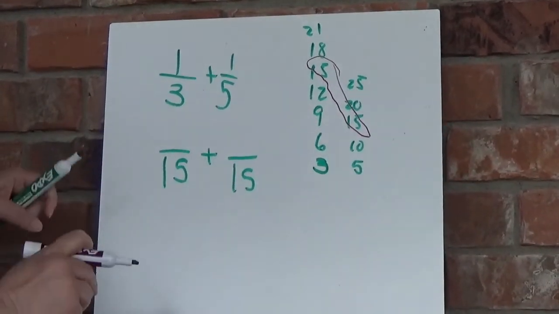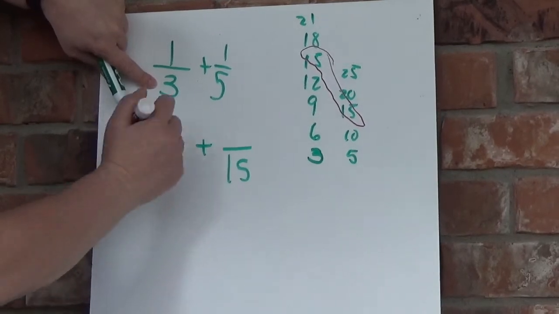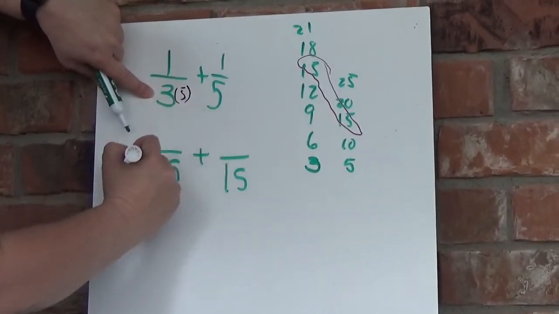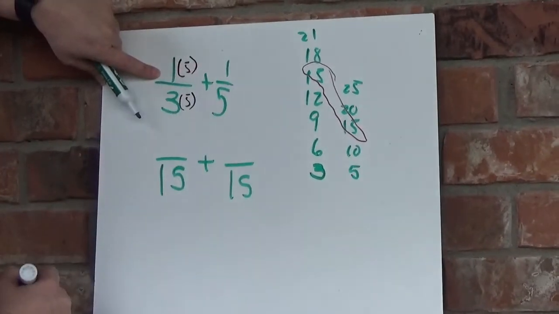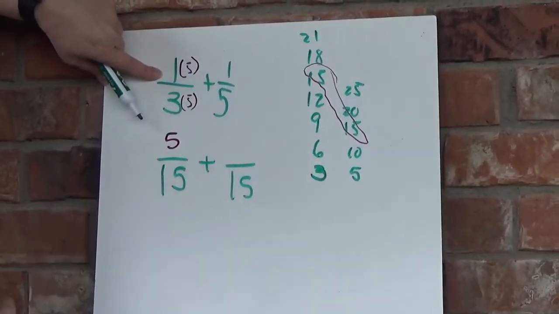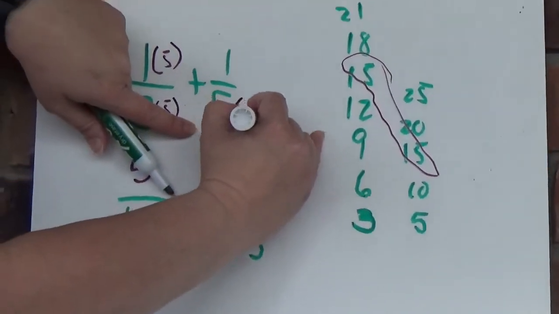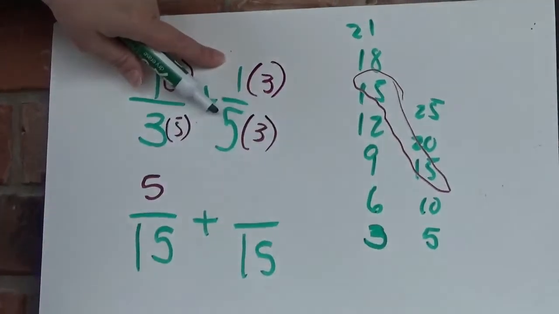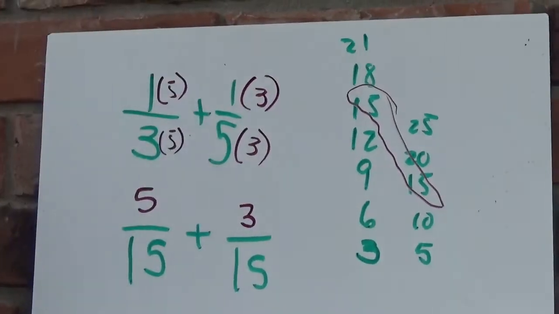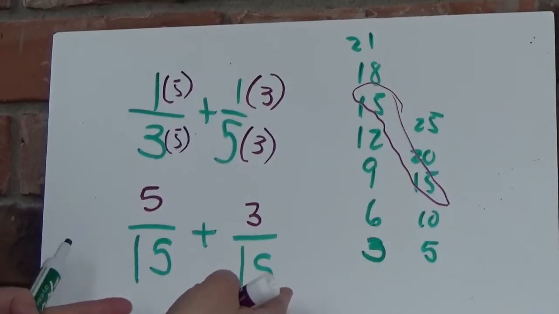And then when you did this in elementary, you said, okay, what would I multiply times 3 to get 15? And that would be 5. So if you multiplied the denominator by 5, you had to multiply the numerator by 5. So you got 5/15. Here the denominator would have to be multiplied by 3, so you'd have to multiply the numerator by 3. So you'd have 3/15.